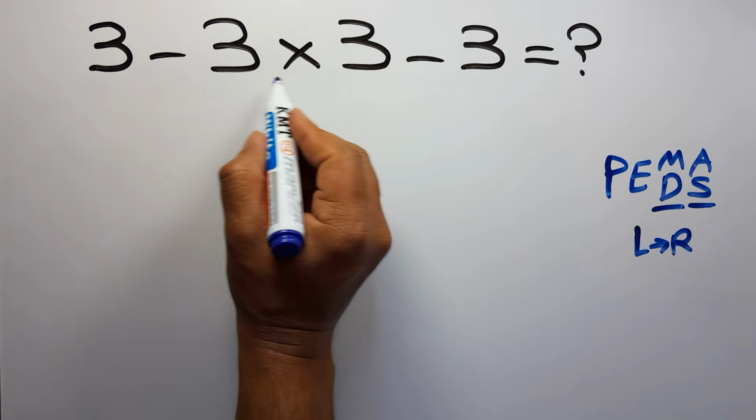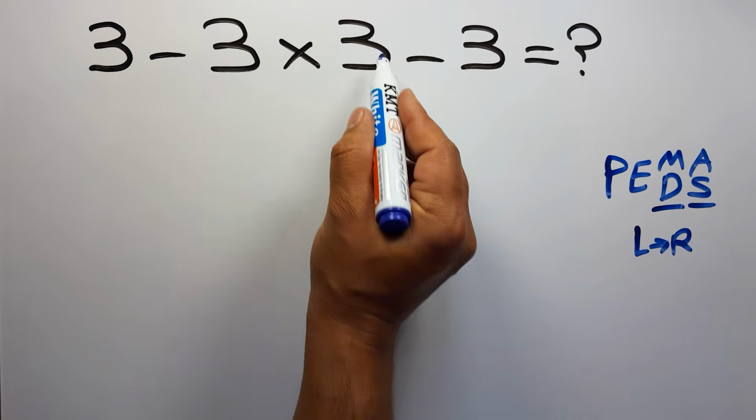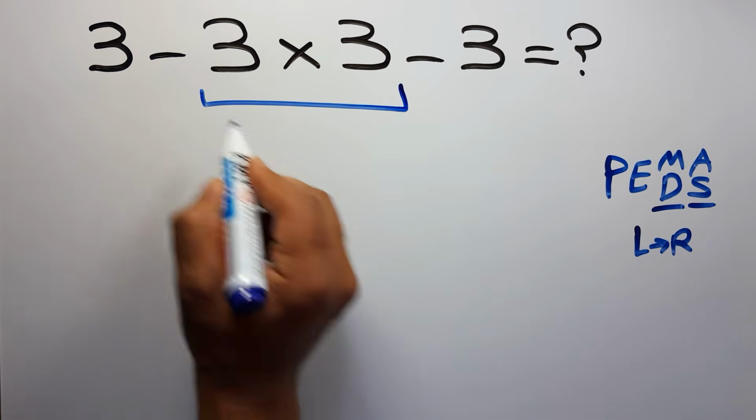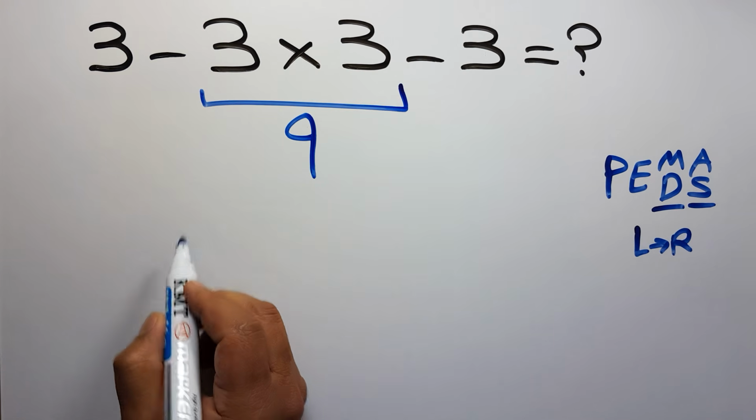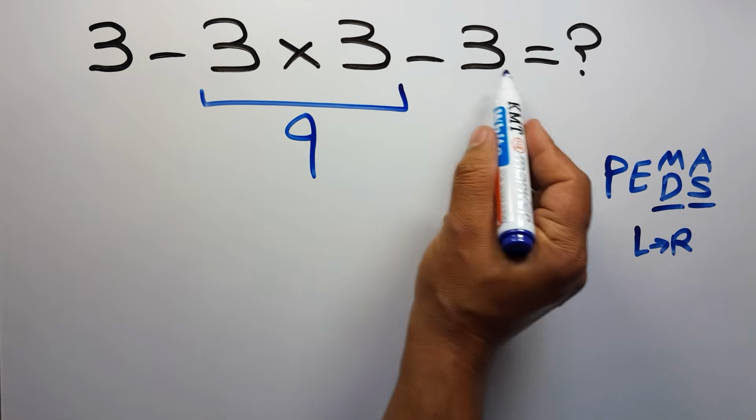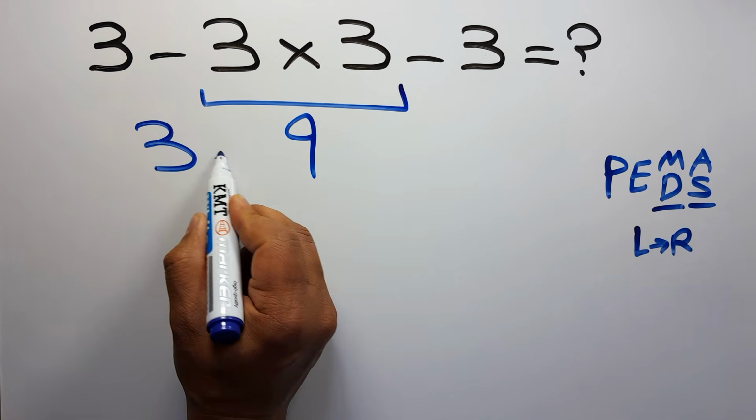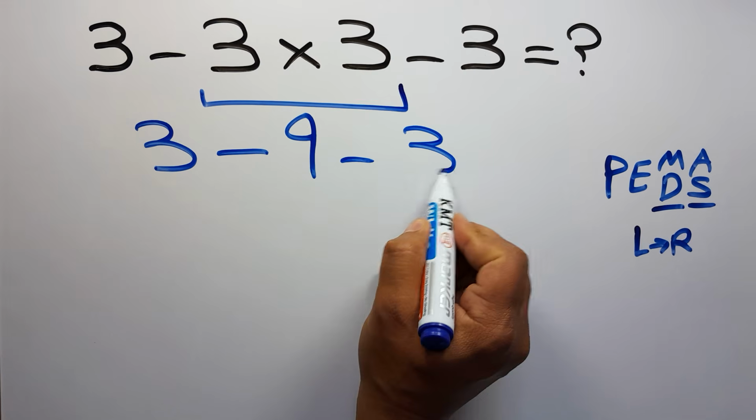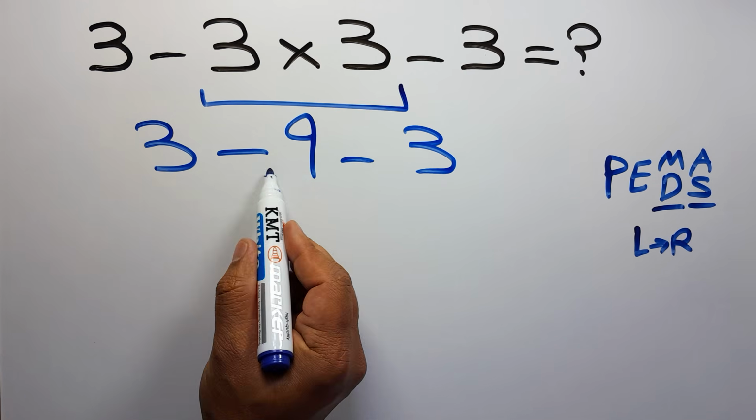So first we have to do this multiplication. 3 times 3 gives us 9. So we have 3 minus 9 minus 3. Now we have to do this subtraction.